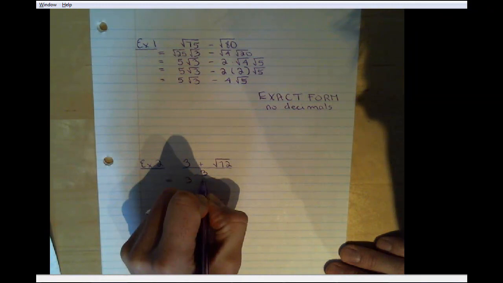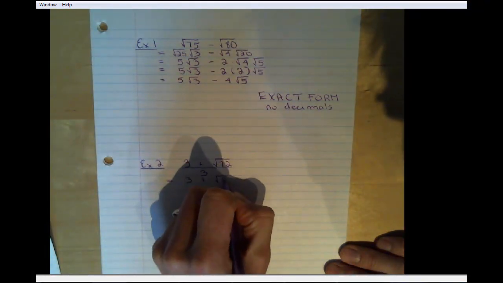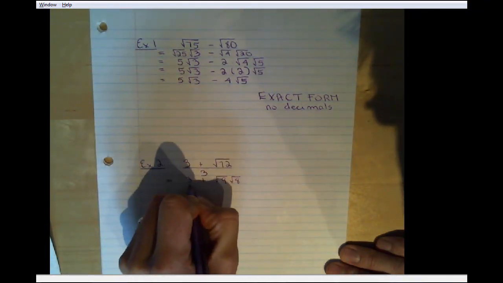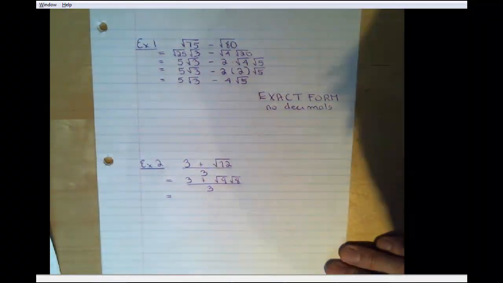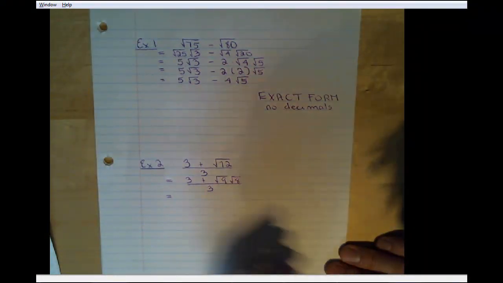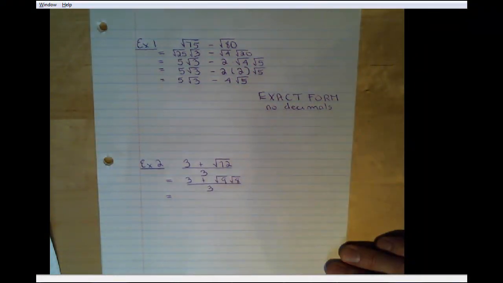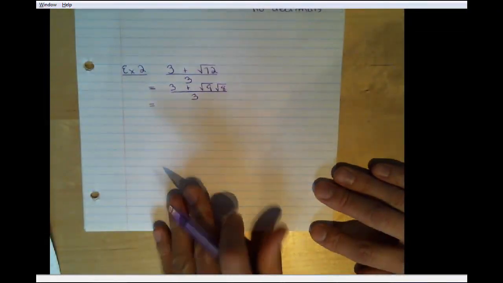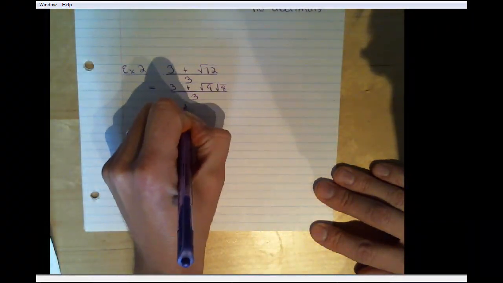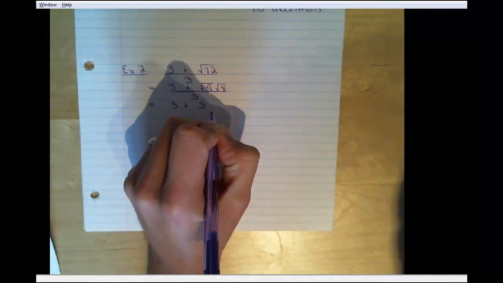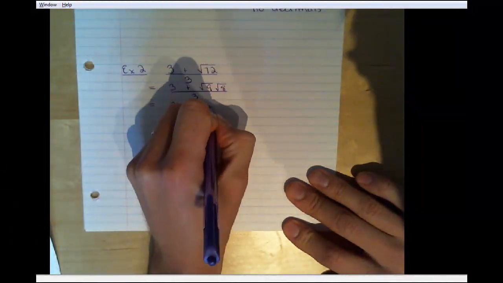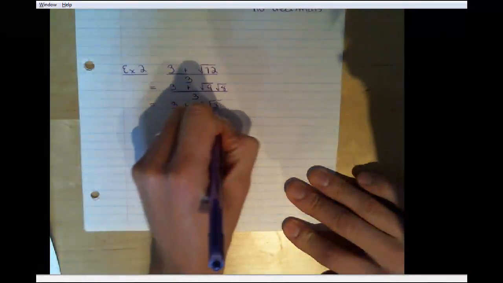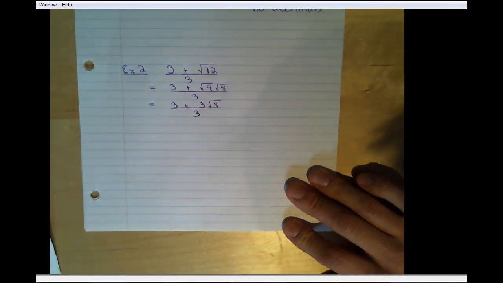So 3 plus, and 72 is root 9, root 8, okay, over 3. Okay, why did I write the root 9 before the root 8? Because root 9 is a perfect square. It becomes 3. So this is 3 plus 3, right? Root 8 over 3. 3 plus 3 root 8 over 3.